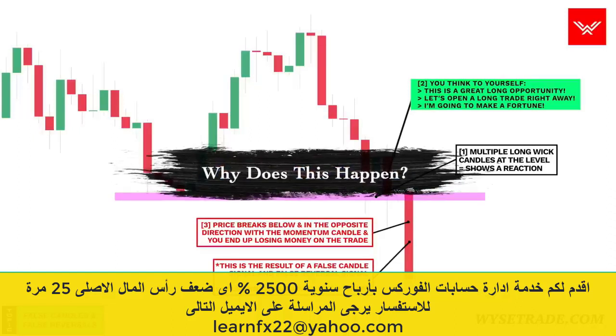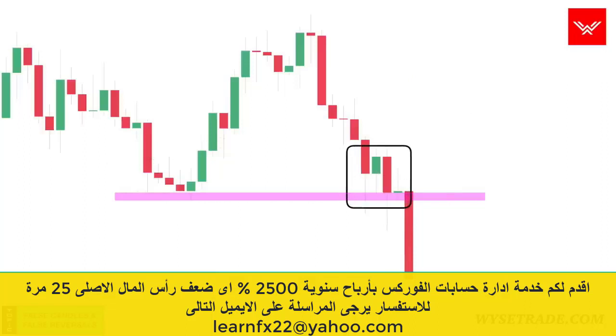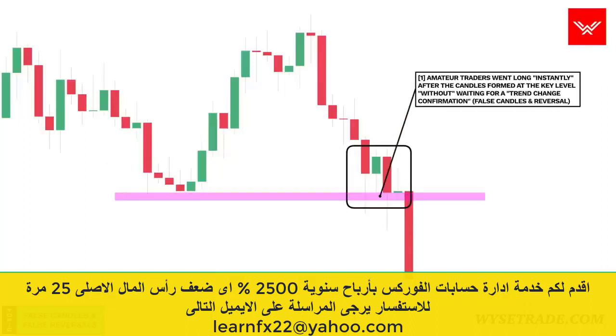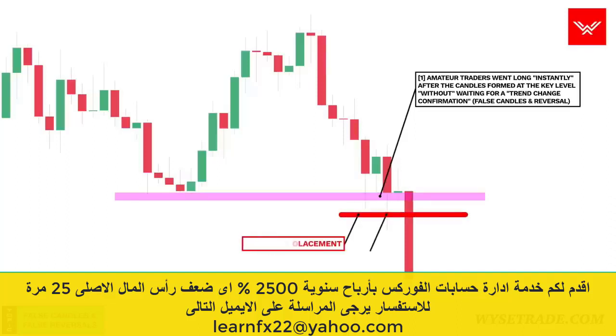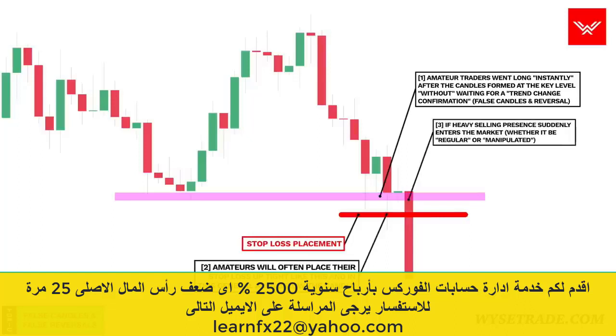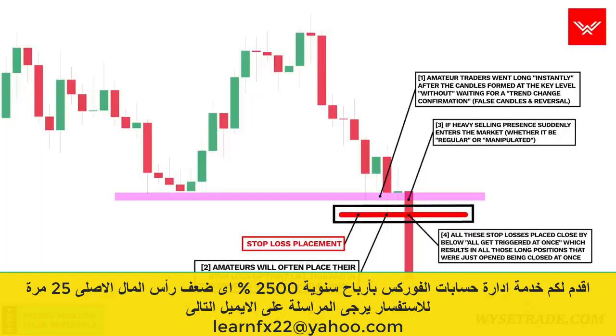So why does this happen? Amateur traders who don't wait for a trend change confirmation will enter right away after the candle patterns form at the level here, and they will often place their stop losses up tight and in this area here below the candle. If heavy selling presence then enters the market, whether it be regular or manipulated, all those stop losses placed close by below all get triggered at once, which results in all those long positions that were just opened at the level being closed all at once. This is what causes the heavy momentum candle to form right after, which is a result of all those premature long positions that were just opened at the level being no more.